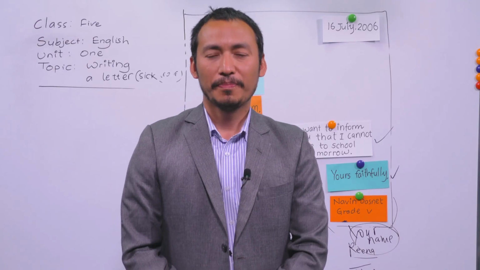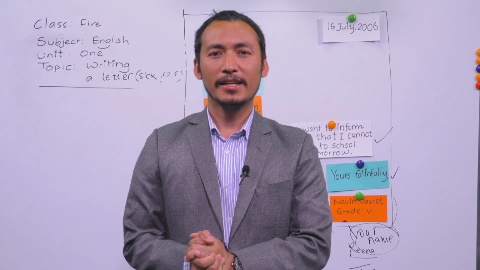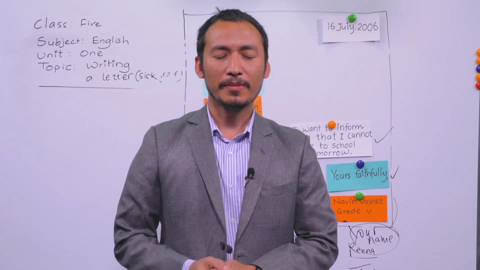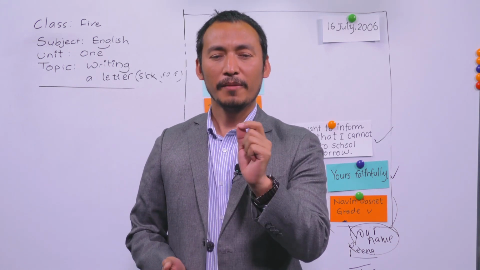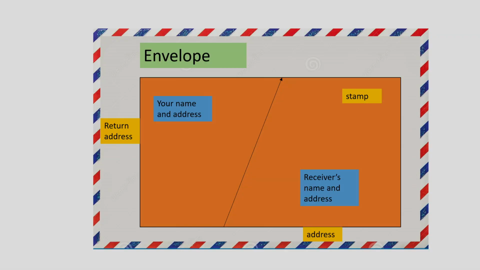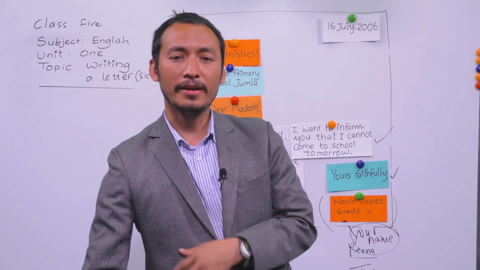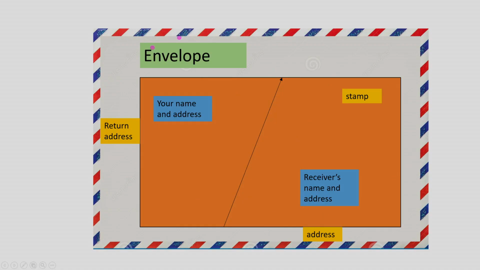All right, students, we have finished writing letters, and this is the format or picture of your envelope. When you finish writing, you put it into an envelope, right? You have to put it in an envelope like this. You can buy it. You have seen it, I think, in your stationery, and you write like this. You put a stamp, your name is here, and the receiver's name is on the other side.